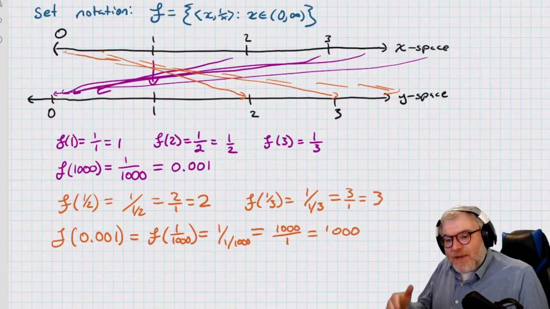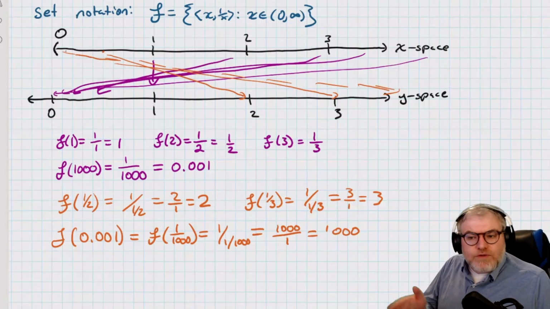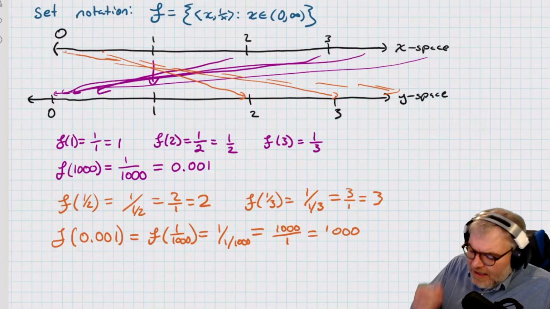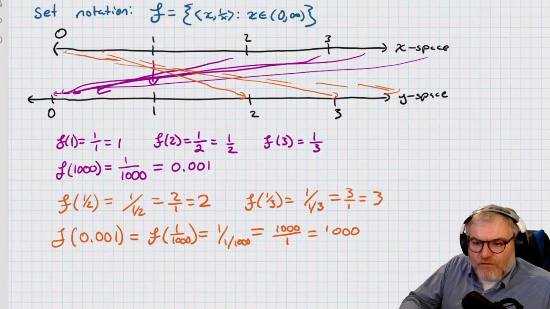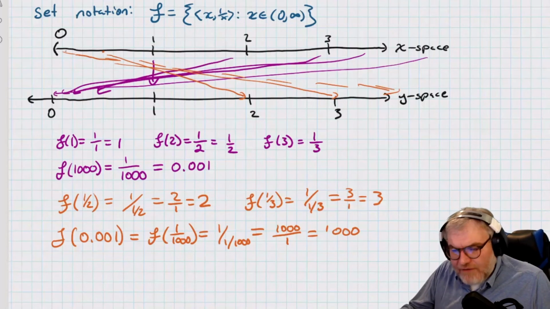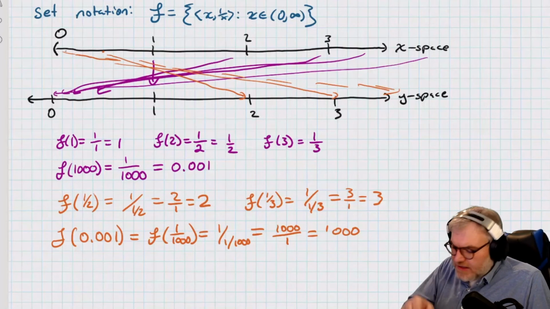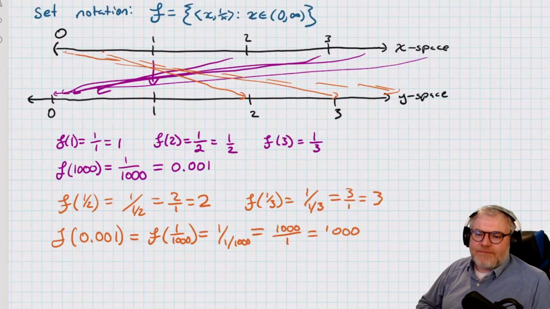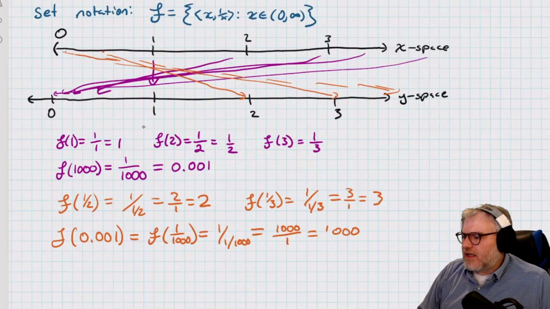And as I get bigger and bigger and bigger in the x space, I'm going to get smaller and smaller in the y space, or closer and closer to 0. Whereas as I move closer and closer to 0 in the x space, I'm going to move farther and farther away from 0 in a positive direction in the y space. Right? This thing's going to shoot off to infinity. Now, a graph of that function, if we're only interested in the positive axis, is going to look something like this.